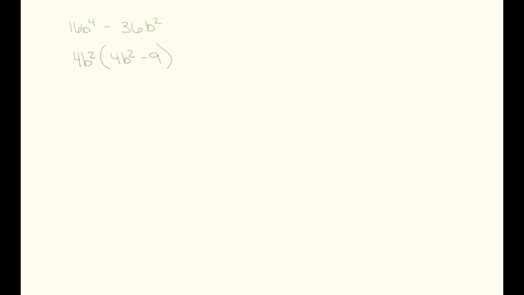So am I done? No, because 4b squared, I'll just rewrite that, bring that down. This parentheses is also a difference of squares, okay? So what times what gives me 4b squared? 2b and 2b. What times what gives me 9? 3 and 3. One has to be a plus, one has to be a minus, and there you go.